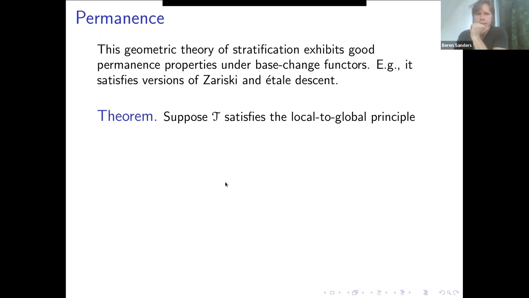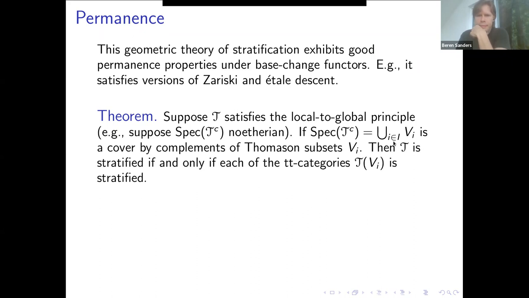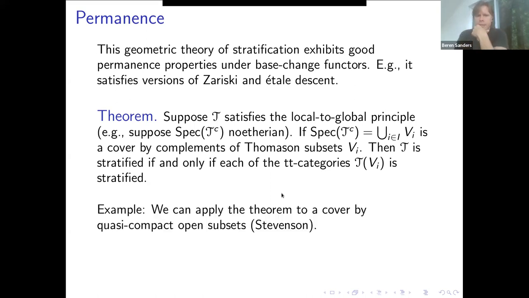Suppose T satisfies the local-to-global principle, which by our previous theorem is always the case if the spectrum is noetherian. Suppose we cover the spectrum by complements of Thomason subsets V_i. Then T is stratified if and only if the categories over V_i are stratified. So for example, we could apply this theorem to a cover of the spectrum by quasi-compact open subsets. This result was already obtained by Greg Stevenson in that case. And that shows us that to establish stratification, we can reduce to a Zariski open cover. But the way I've stated this theorem is actually a bit more general than that. We're allowing these V_i to be complements of Thomason subsets.